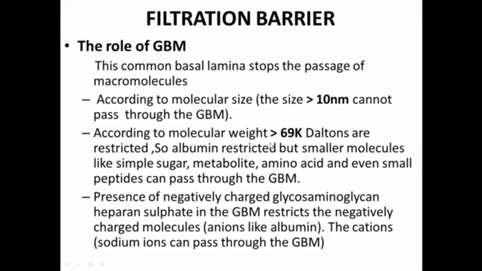How? In three ways. According to the molecular size, if the molecular size is more than 10 nanometers, that molecule cannot pass through the GBM. And according to the molecular weight, if the weight is greater than 69 kilodaltons, these molecules are restricted. So albumin is restricted, but smaller molecules like simple sugars, metabolites, amino acids, and even small peptides can pass through the GBM. Presence of negatively charged glycosaminoglycan heparan sulfate in the GBM restricts negatively charged molecules, and unlike albumin, cations like sodium ion can pass through the GBM.